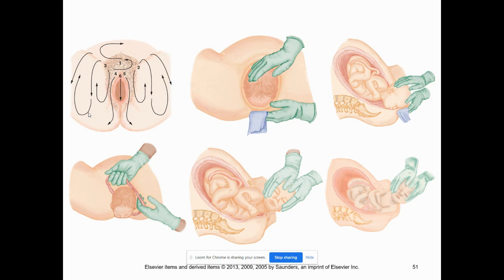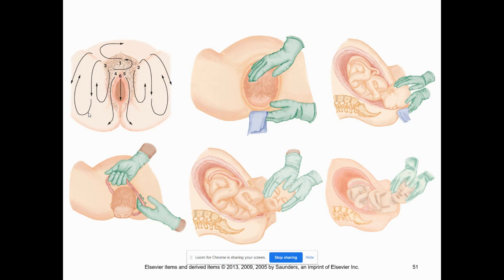Then in the upper middle picture, it shows gentle pressure on the perineum with one hand, while there is counter pressure on the head to decrease a fast descent. And then on the right hand upper picture, it's showing the wiping of the face and suctioning of the nose and the mouth. The wiping of the face with the cloth is so that you can get a better grip because the baby is very slippery.